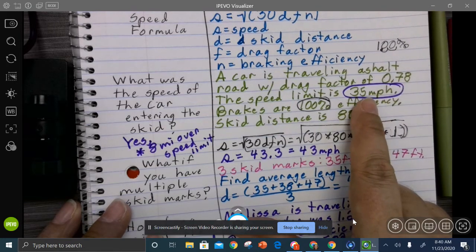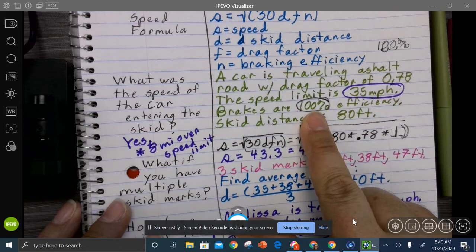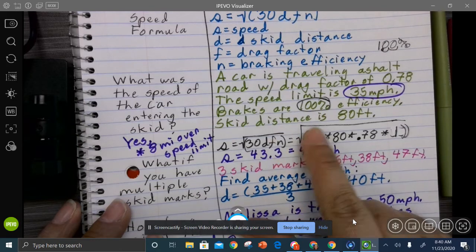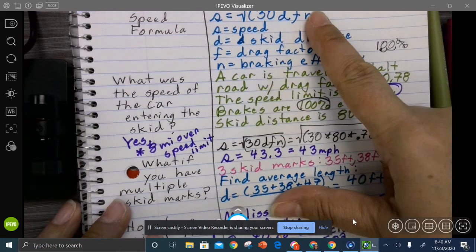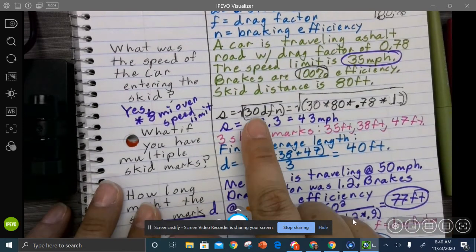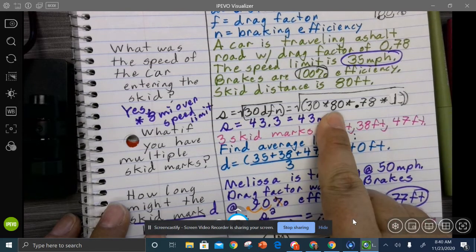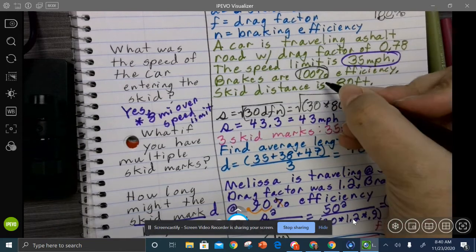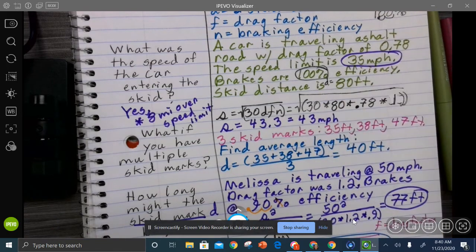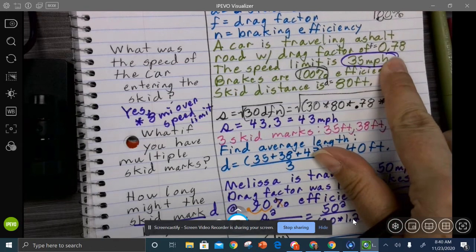The speed limit is 35 miles per hour. The brakes are working at 100% efficiency. The skid distance is 80 feet. We're going to use our skid speed formula. So we're going to have 30 times 80, because that's the skid distance, times our drag factor of 7,800.